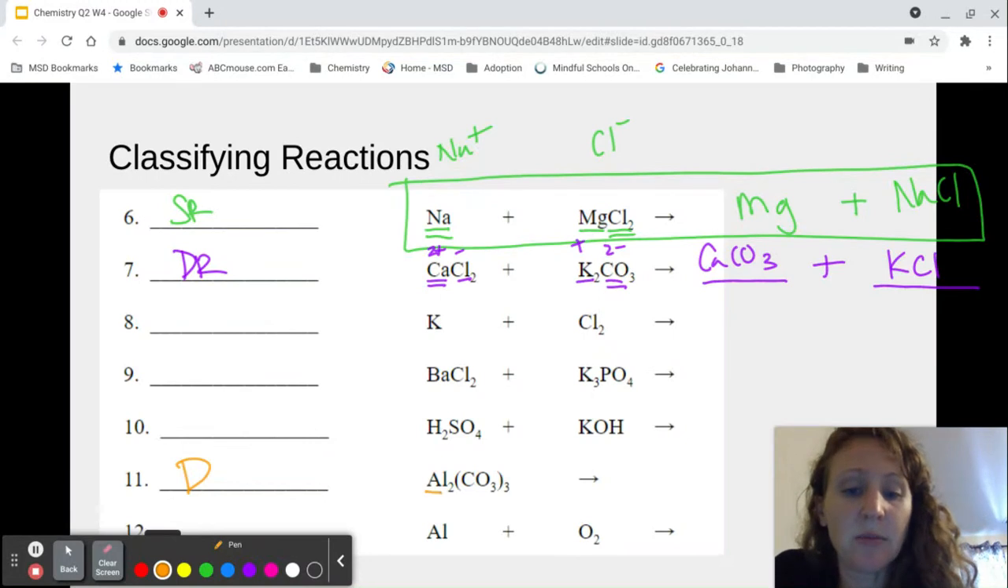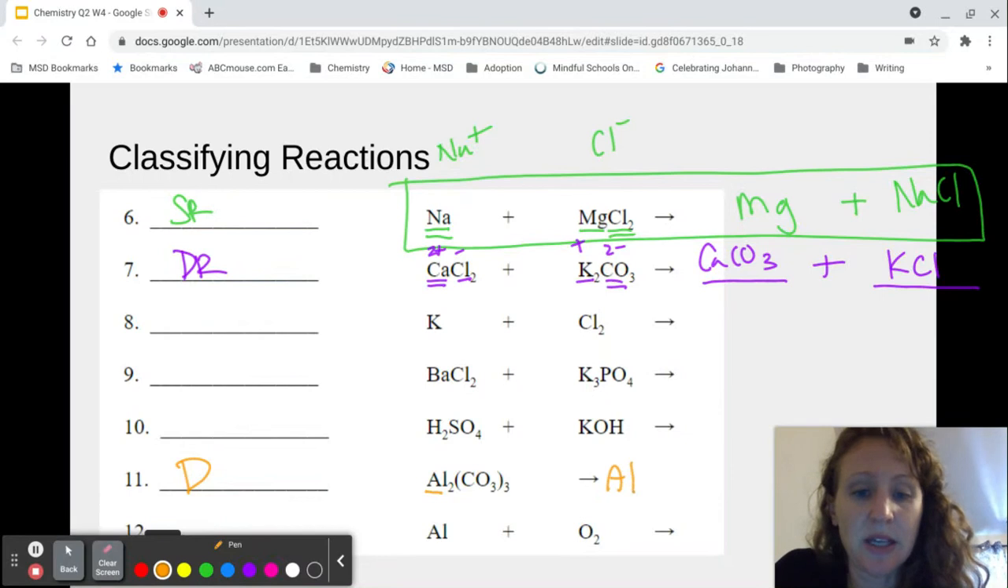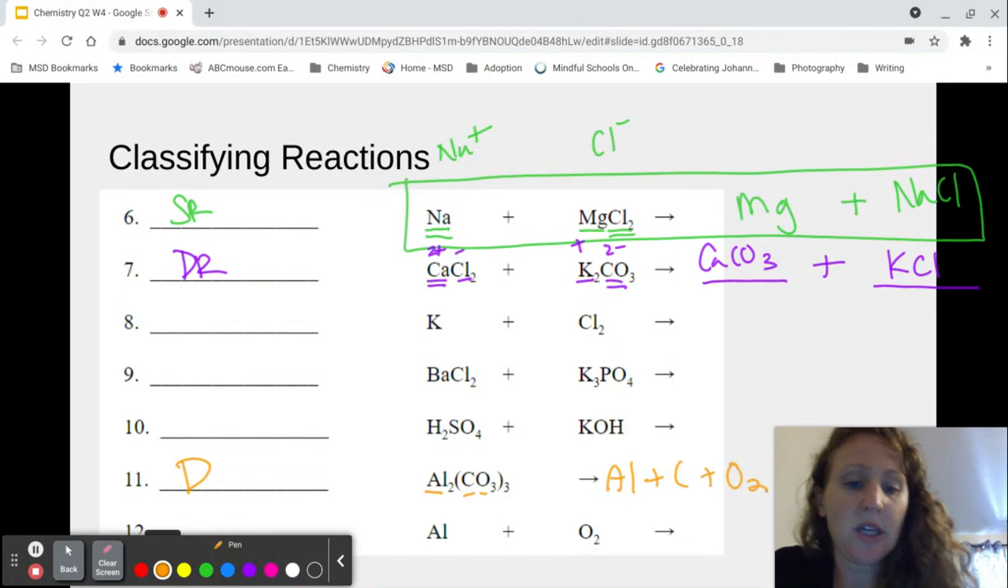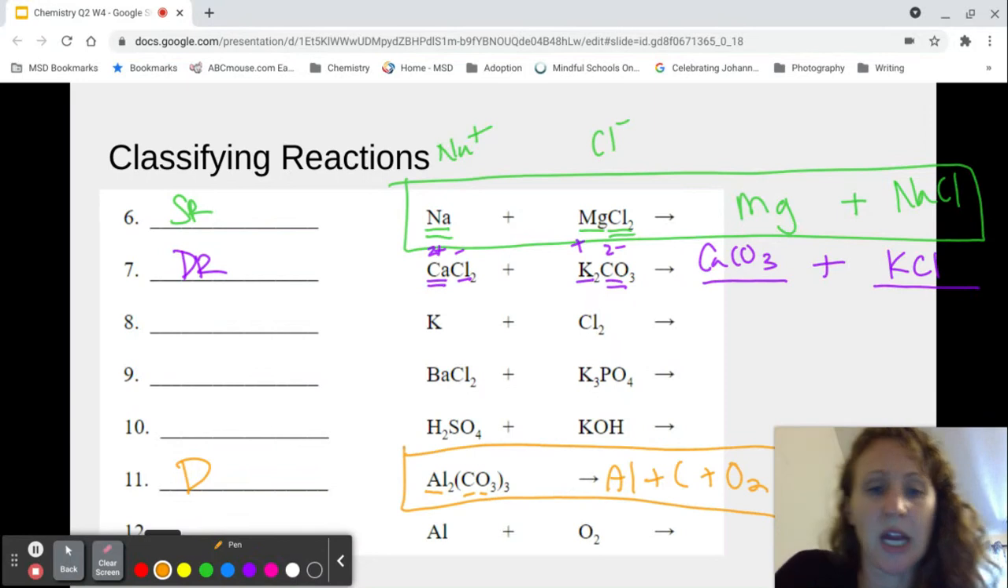So my elements are going to be aluminum, which is not one of the 7 diatomics, carbon, also not one of the 7 diatomics, and oxygen, which is one of the 7 diatomics. So here is my skeleton equation for that decomposition reaction.